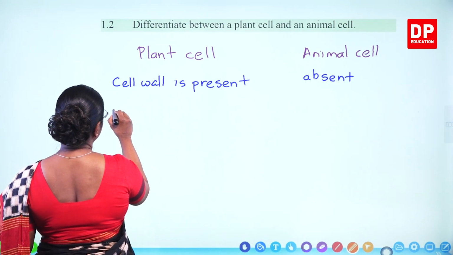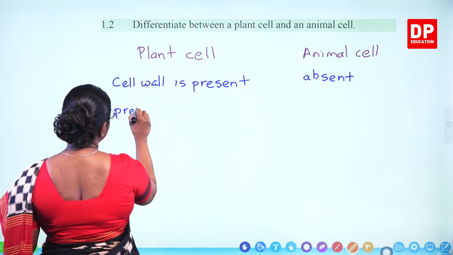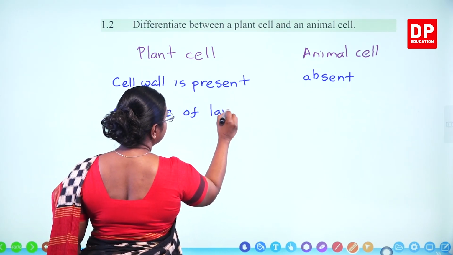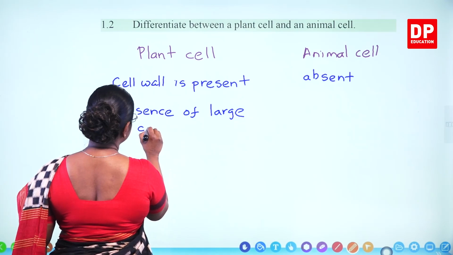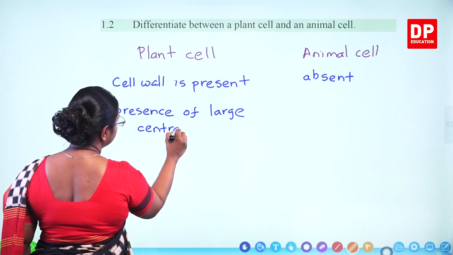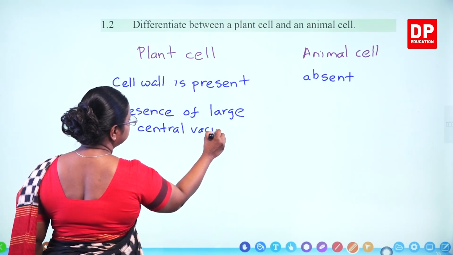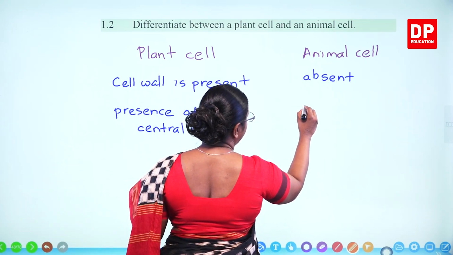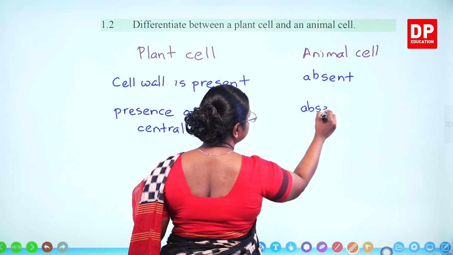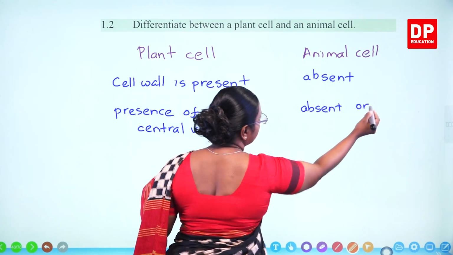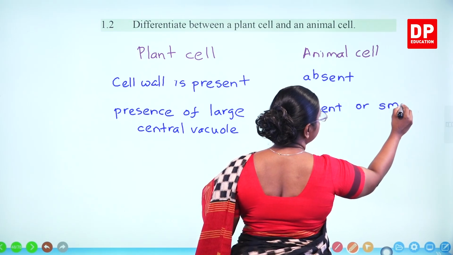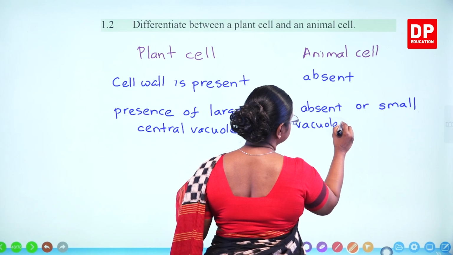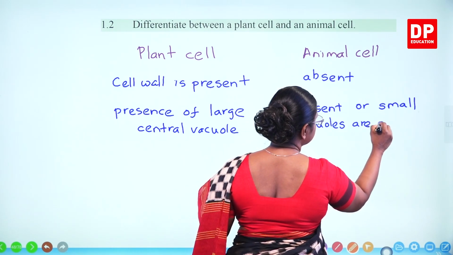So, the second difference, presence of large central vacuole. Here absent or small vacuoles are present.